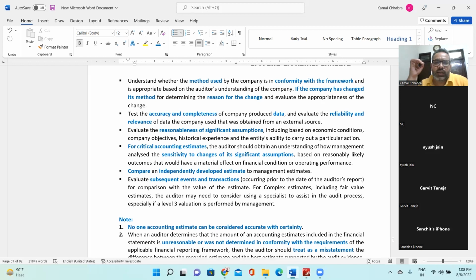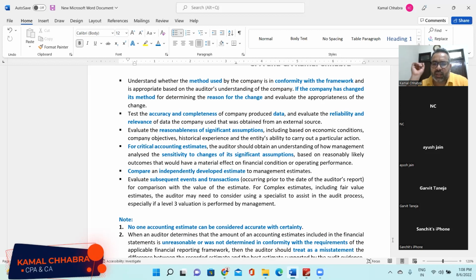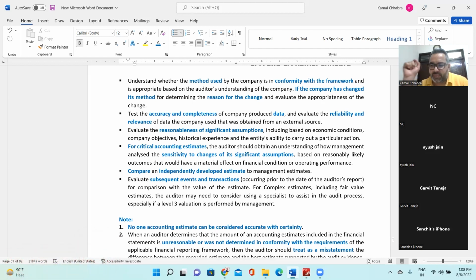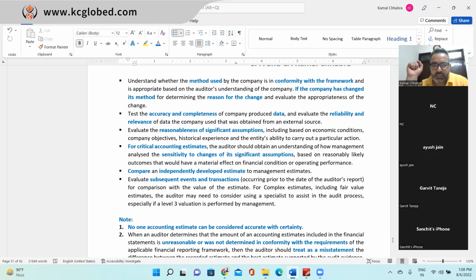First is understand whether the method used by the company is in conformity with the framework. That means in conformity with the GAAP or IFRS, whatever the company is using, and is appropriate based on the auditor's understanding of the company. If the company has changed its method for determining the estimate, then determine the reason for change and evaluate the appropriateness of the change as well.